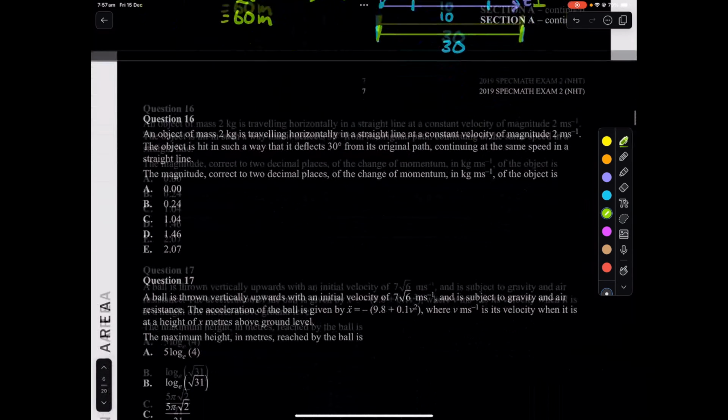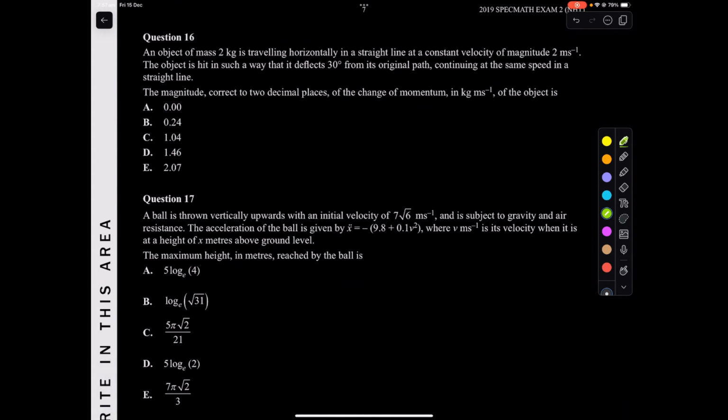C, done. Question 16. An object of mass 2 kilograms is traveling horizontally in a straight line at a constant velocity of magnitude 2. So imagine an object moving to the right, horizontally, so velocity is 2. The object is hit in such a way that it deflects 30 degrees from the original path. So it goes like this. Imagine this was originally going like this, and so it deflects 30 degrees from its original path, continuing at the same speed in a straight line. So still 2. The magnitude, correct to 2 decimal places, of the change in momentum in kilograms meters per second of the object is what?